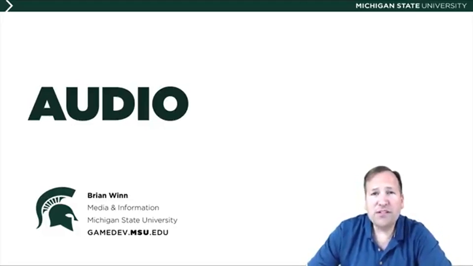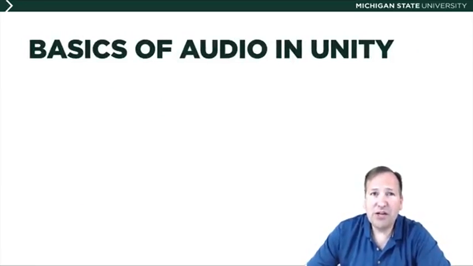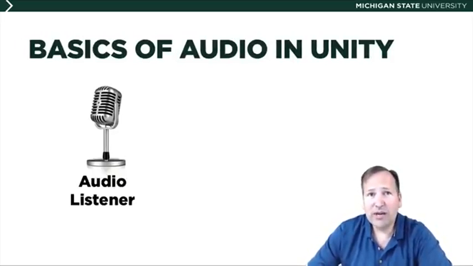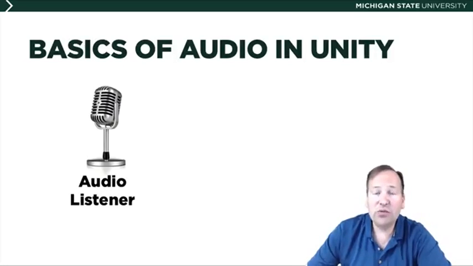In this video, we'll briefly discuss how audio works in Unity and then add audio to our solar system. The basic concept of audio in Unity is fairly simple. You have an audio listener component, which, like a microphone, picks up audio from certain locations in the environment. The audio listener component is often attached to the camera. You only have one audio listener component turned on at any one time in your Unity scene.